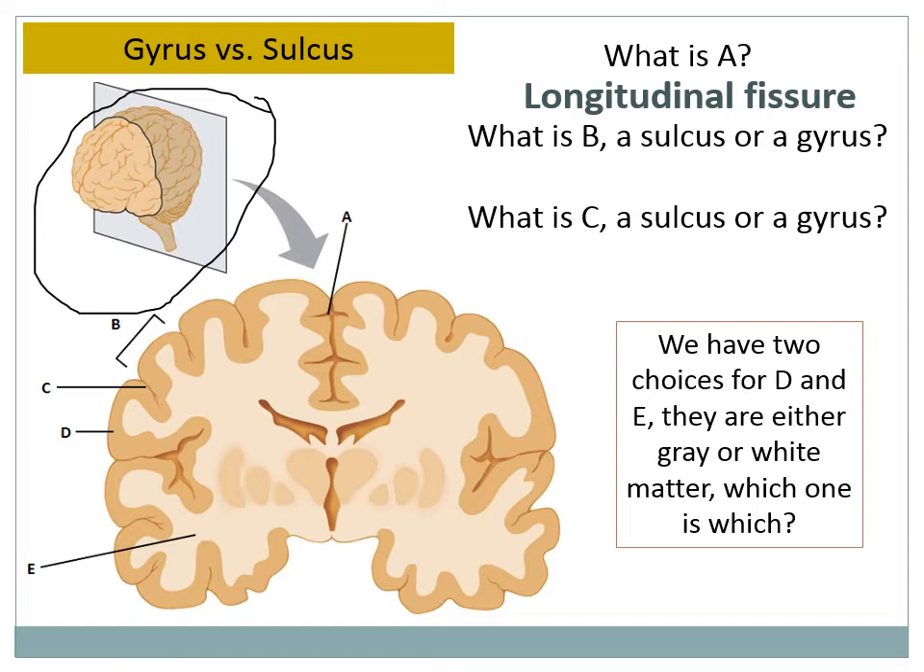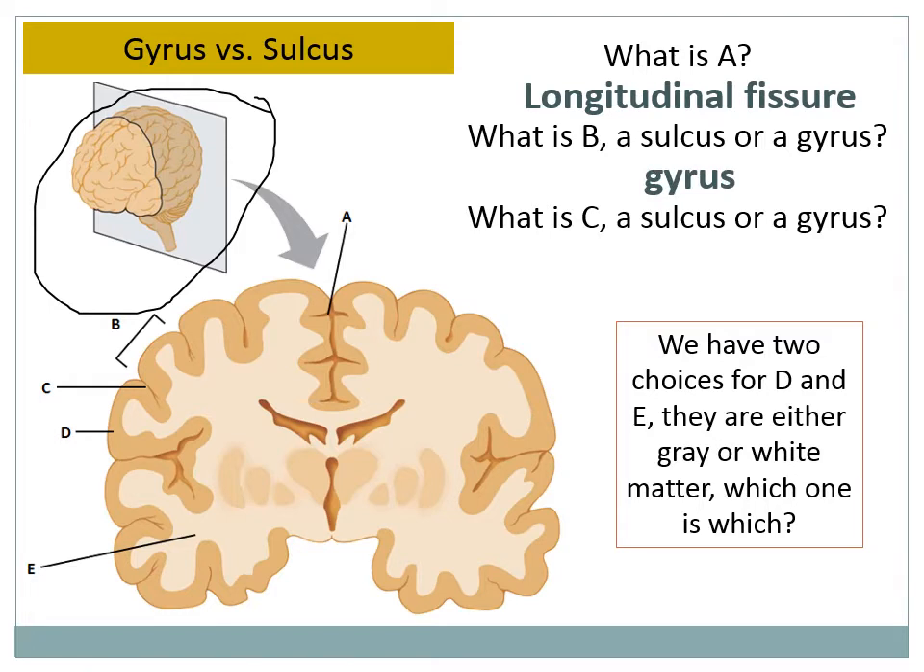Yep, that is that longitudinal fissure, right? The longitudinal fissure which separates our brain into right and left hemispheres. What is B? Is it a sulcus or a gyrus? Well, it's jutting out, right? It's jutting out, therefore it is a gyrus.